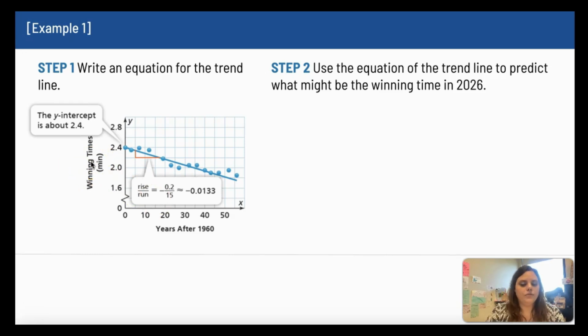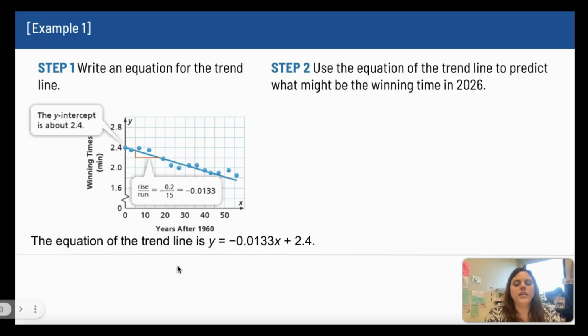We can also see from the information given here that a rise of down 0.2 minutes is represented by a 15-year increase in years. So we are going down, which makes sense. The slope is going down. So we have a negative slope and we have negative 0.2 over 15. If I put that into a calculator, I get about negative 0.0133. So this is our slope and we have our y-intercept.